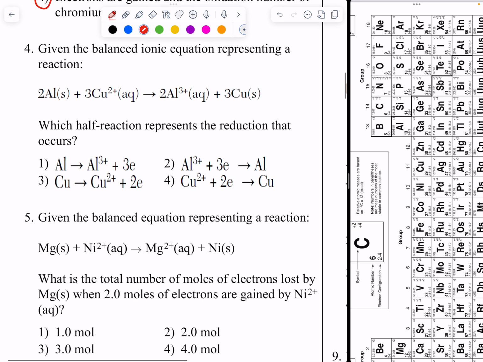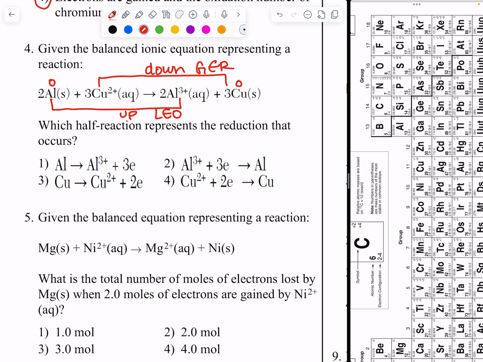Given the balanced ionic equation, which half reaction represents the reduction that occurs? So you need to look at this reaction. We can pull 2 half reactions out of this reaction. Aluminum to aluminum, copper to copper, we connect them. Aluminum's going from 0 to +3, so it's going up. So that's LEO. What's up, LEO? +2 to 0, this is going down, GER. So what's happening is that aluminum is losing 3 electrons and copper is gaining 2 electrons.